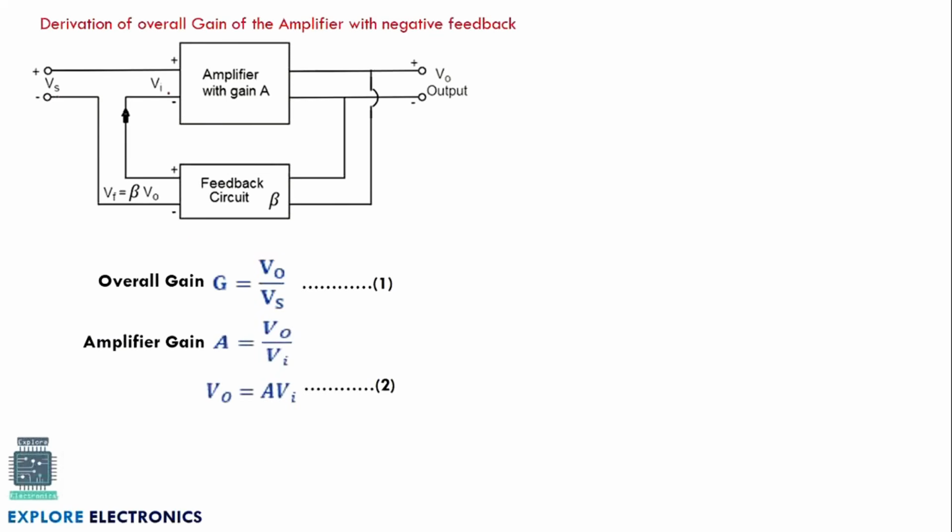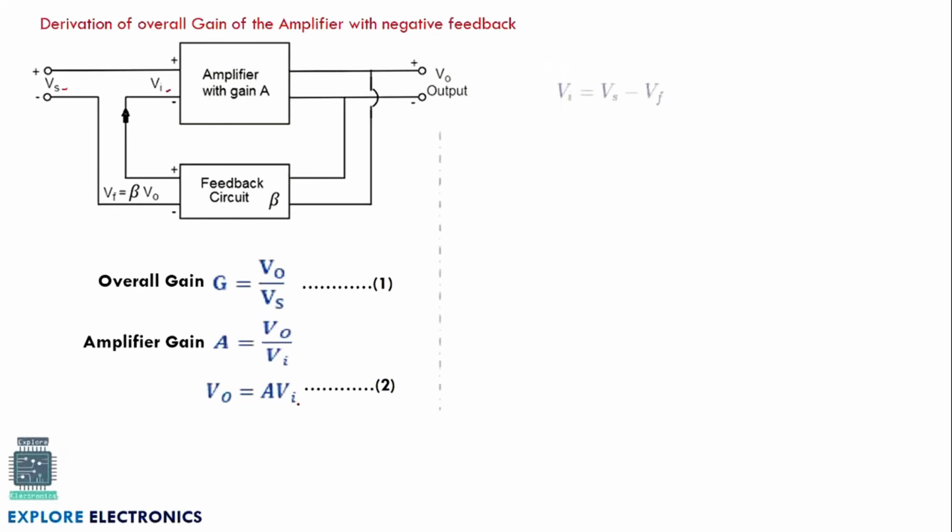You can observe here, this is Vi and this is Vs. This Vi is the input coming to the amplifier. For this particular amplifier, input and output are considered as Vi and V0. That's why gain A is V0 / Vi. Overall gain, if we take the circuit gain, is V0 / Vs. So by this expression, we can write V0 = A × Vi.